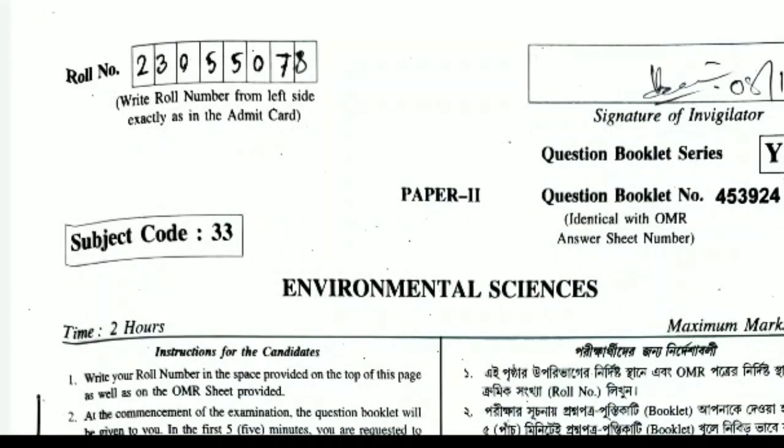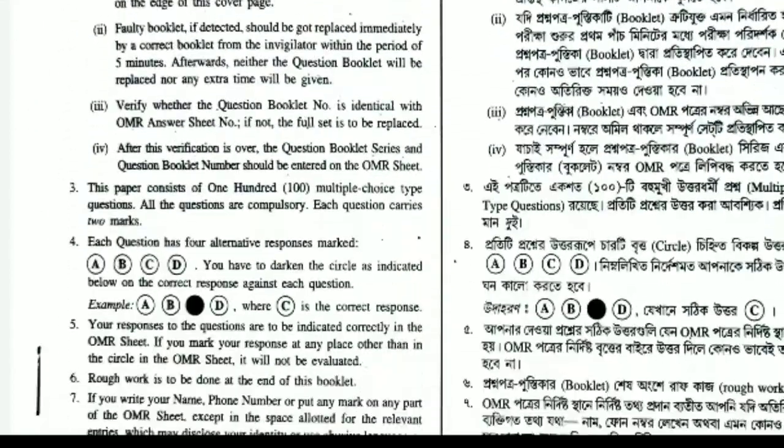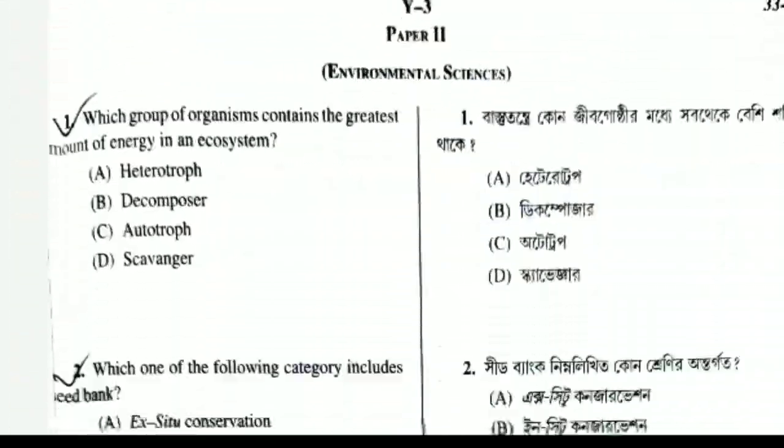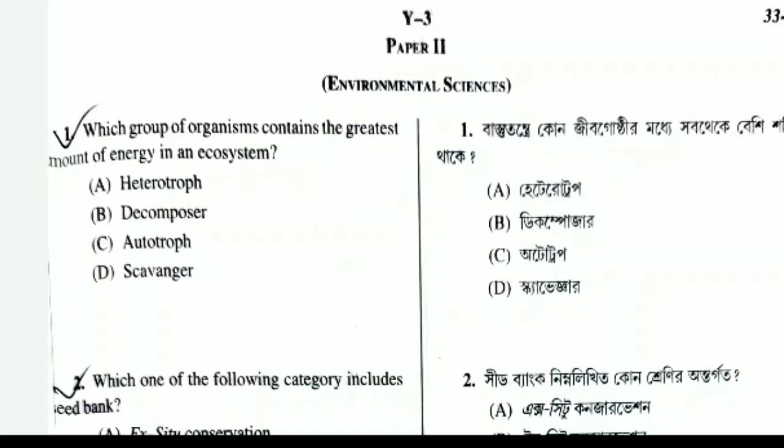So guys, this is the paper, West Bengal SET of 2023, given by Anurag. Thank you Anurag for sharing this. So, the environmental science paper, and we will start with the first question. This will be given in two languages, English and Bengali. So we'll see the left hand side, that is in English.